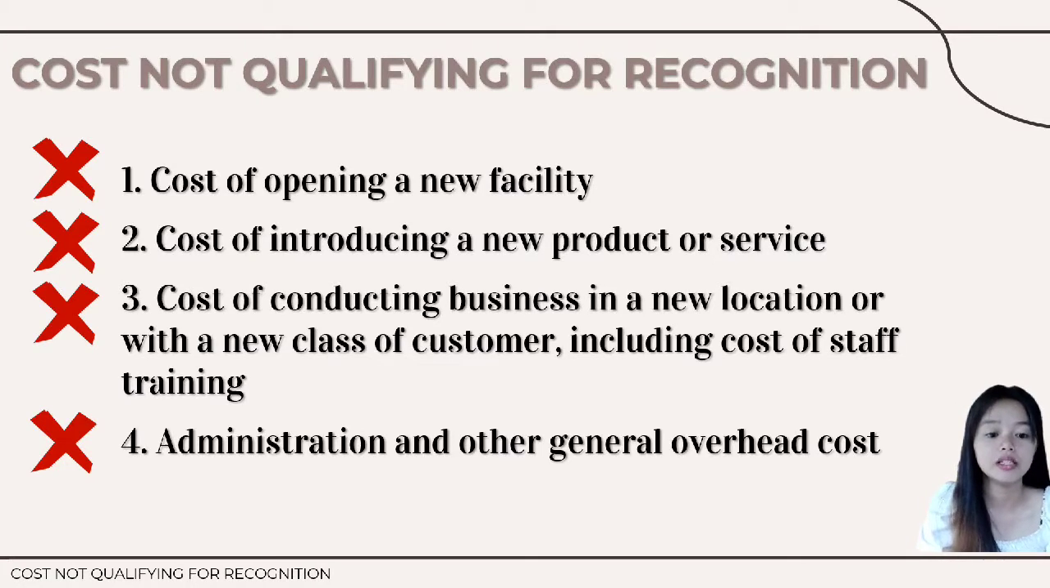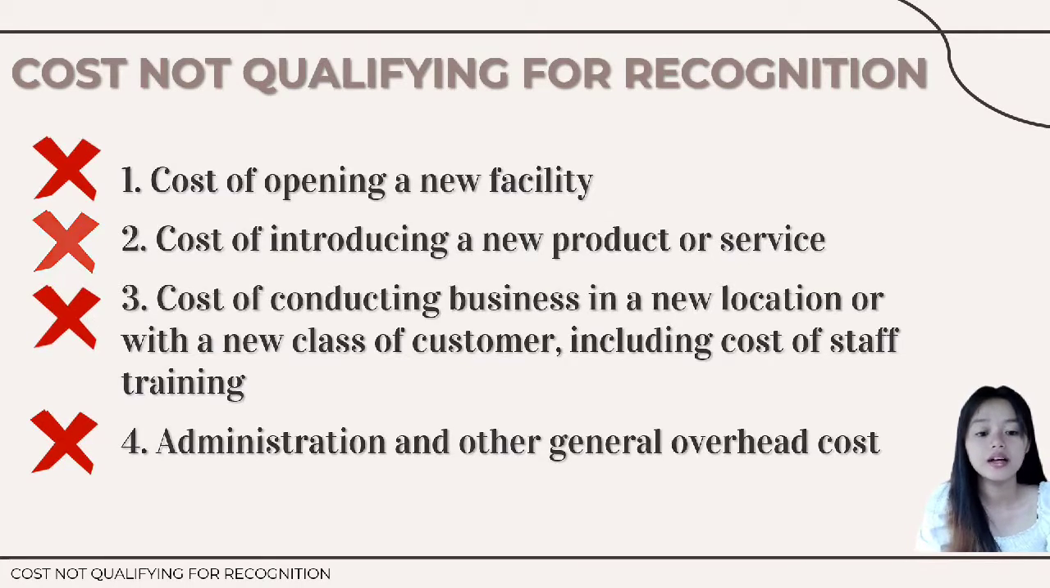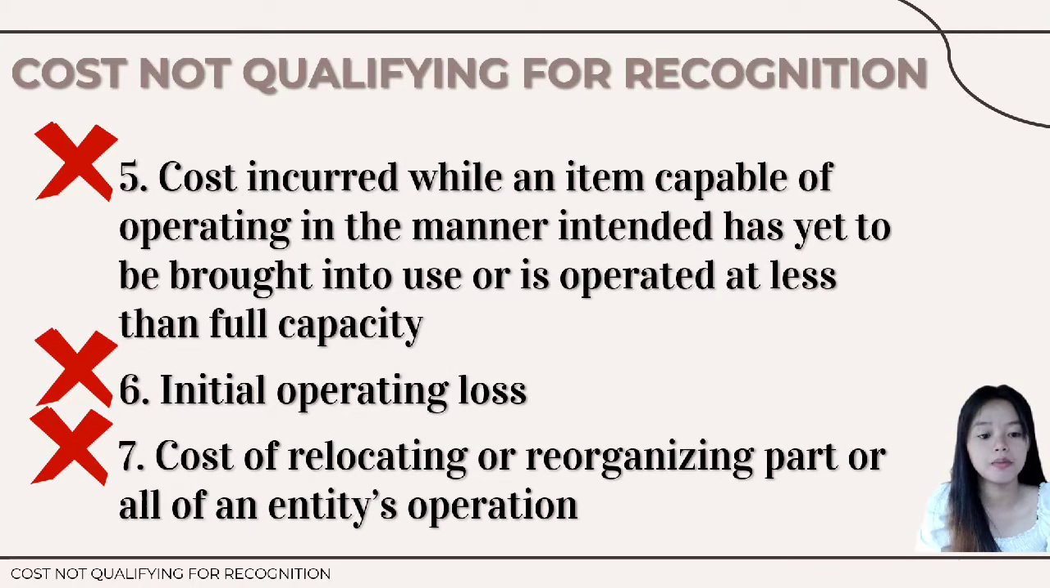And then, any administrative and other general overhead costs, which is usually forms part of your expenses. Like, for example po, sa mga manufacturing type of business. And then, costs incurred while an item capable of operating in the manner intended has yet to be brought into use or is operated at less than full capacity. And then, initial operating loss and cost of relocating or reorganizing part or all of an entity's operation.